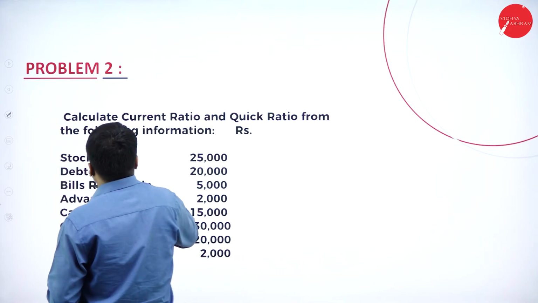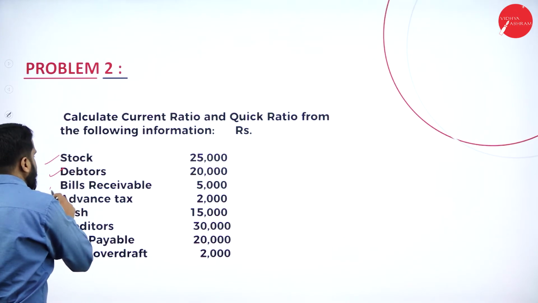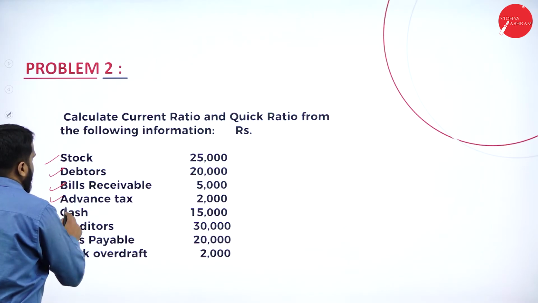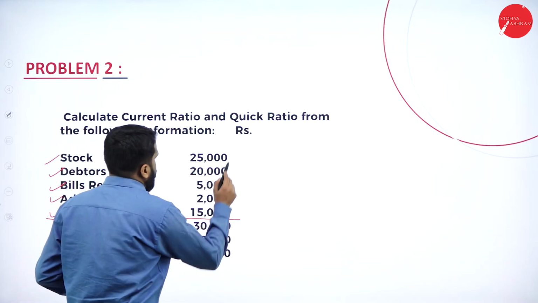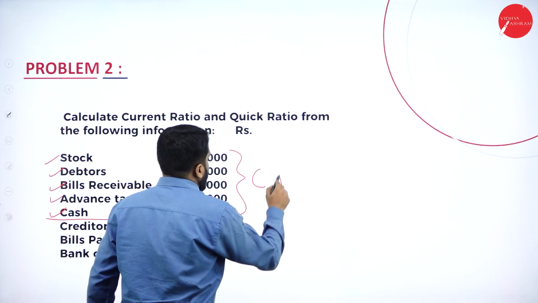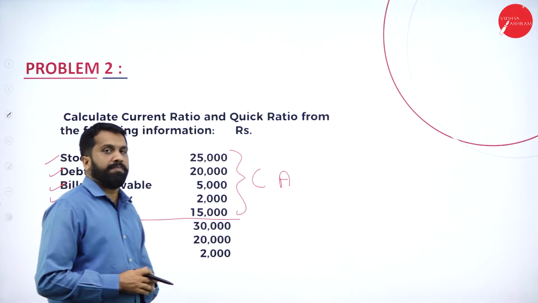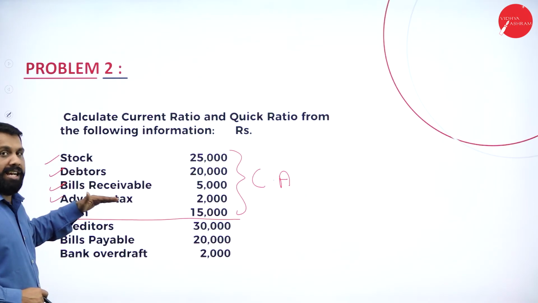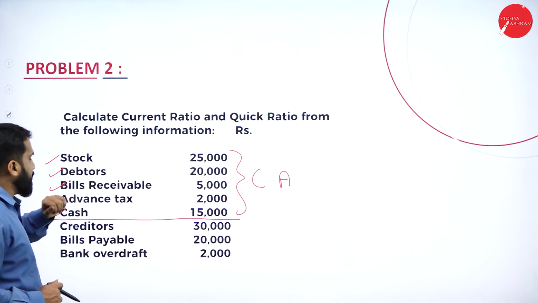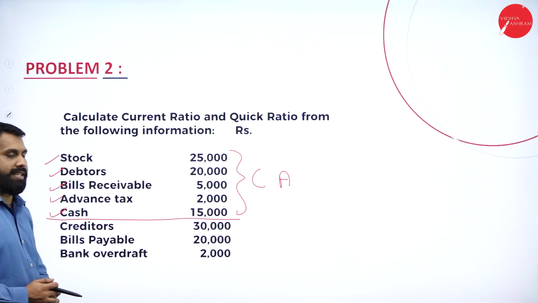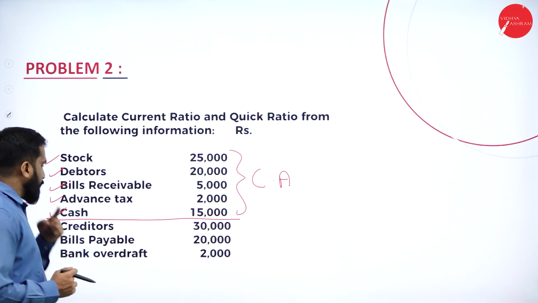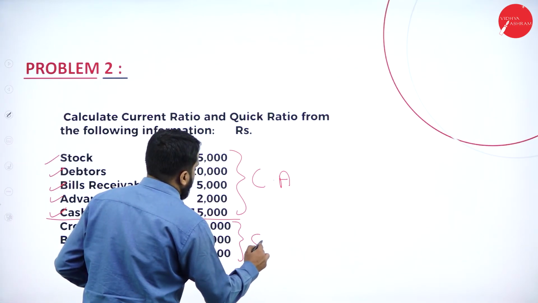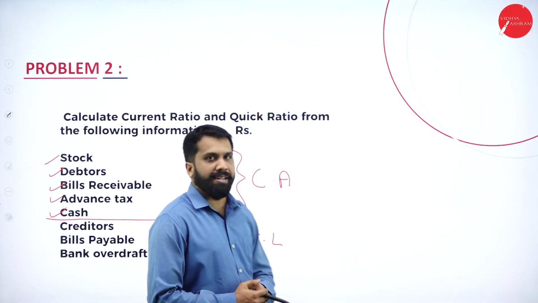Now, stock, debtors, bills receivable, even advance tax, cash. Up to this, we call it current asset. Clear? Stock, debtors, bills receivable, tax. Advance tax means what? Prepaid expenses. Cash. Up to this, we call it current asset. Now, in this, creditors, bills payable and bank overdraft, we call it current liability.